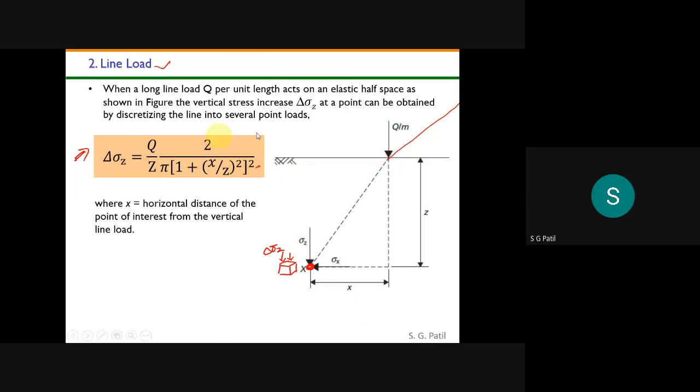So this is the formula for line loading, and now for the uniformly loaded rectangular area. Suppose if you have a rectangular area, so this is the load. Now, how to find out the stress increase at this point? This point is exactly below one of the corners. This formula is applicable only to calculate the stress increase below a corner point. If they ask you to find out the stress increase at the center of this rectangle, then this formula should not be used.